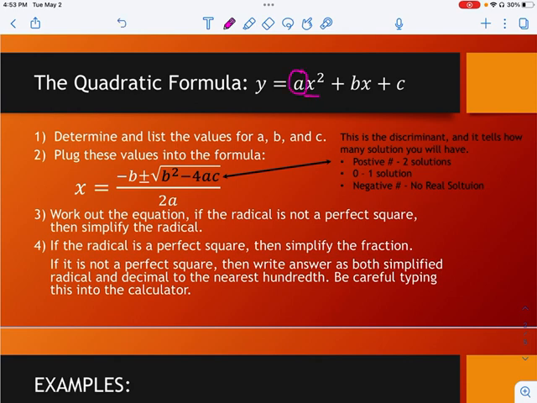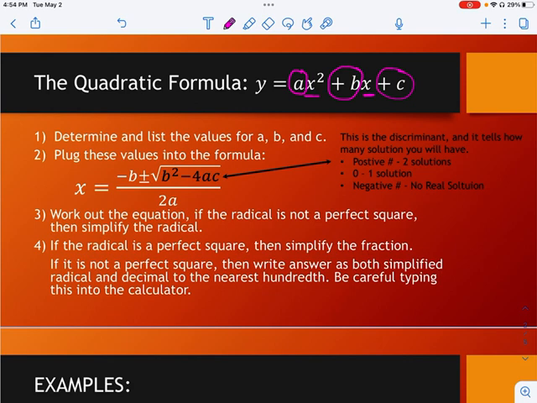A is attached to the x squared term, b is attached to the x, and c is the constant, it's by itself. So the process that you're going to do, the very first step, is to determine and list out the values for a, b, and c. Look at the x squared term, that's your a. The number in front of your x, that's your b. The number without a variable, that's your c.